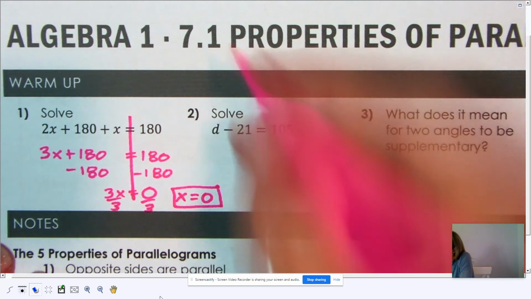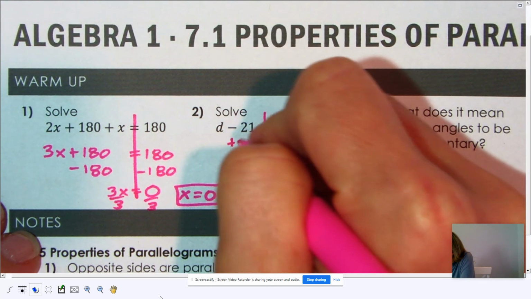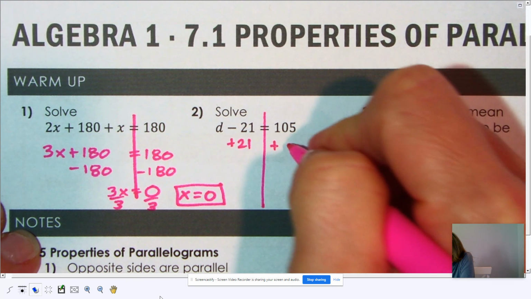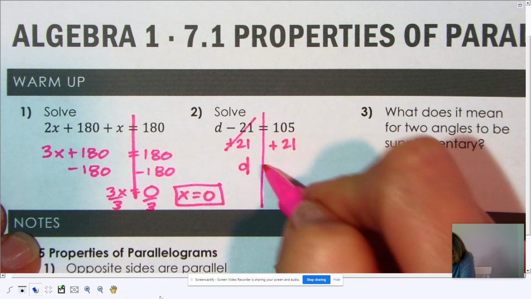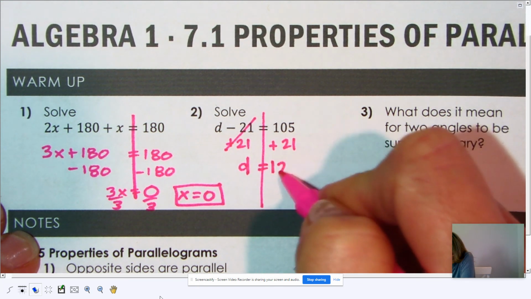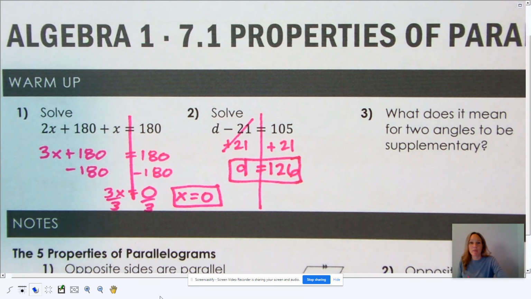For question number 2, this one's a lot easier. I'll draw my line there where my equation is perfectly balanced. I'm going to do the opposite of take away 21, which would be add 21. That's the inverse operation, which cancels it out. And so I have now d is equal to 126. And that is my final answer for question number 2 on the warm-up.